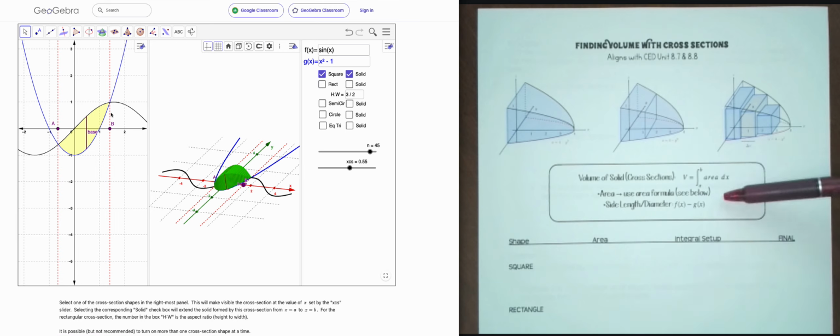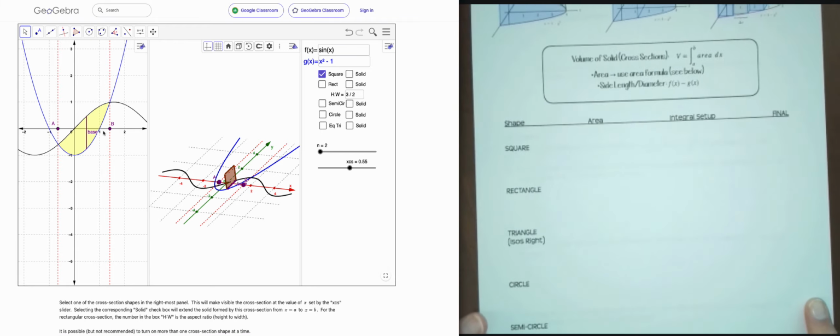As far as finding area, this just relies on you knowing your formulas from geometry. So let's think about that square here for a second. Let me cut this back down so we're not seeing as many squares. In fact, I'll just turn it so we're just seeing the one. The area of a square is found by doing the side length squared.